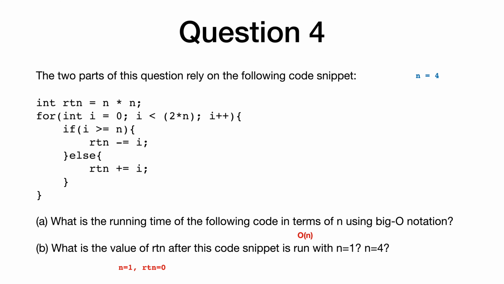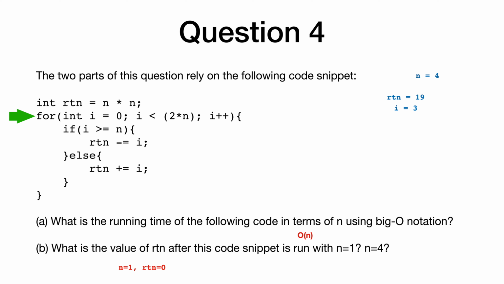And then we run it with 4. After we run this first command, rtn is 16, right? 4 times 4. Then we start the loop with i equals 0. 0 is not greater than 4, so we add 0. Then we come up here with i of 1. 1 is still less than 8, but it's not greater than 4. So we add 1. i is 2. 2 is still less than 8, but it's also less than 4. So we add 2. So rtn is 19.